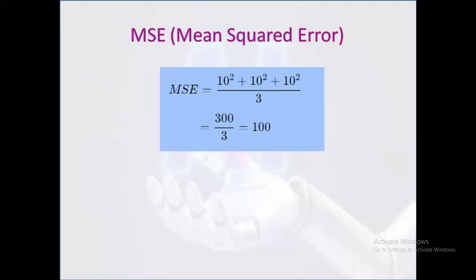Next, mean square error. See here, 10 square plus 10 square plus 10 square divided by 3. We are getting 300 divided by 3, which is 100. Because errors are squared, large mistakes are penalized. This makes MSE useful when large errors are particularly undesirable, such as financial predictions or control systems. A smaller MSE indicates a more accurate regression model.